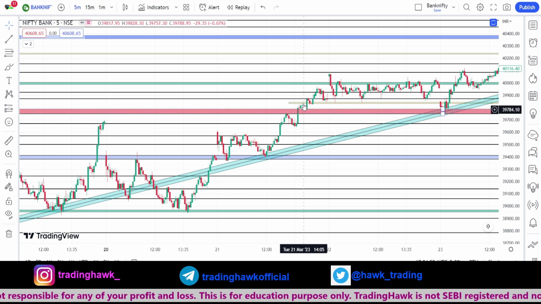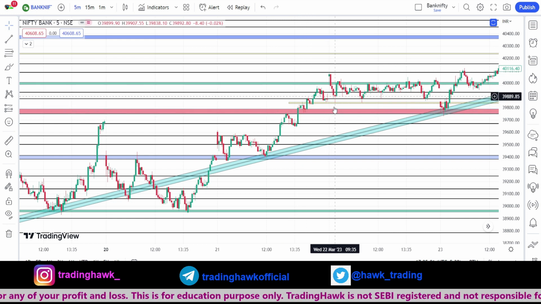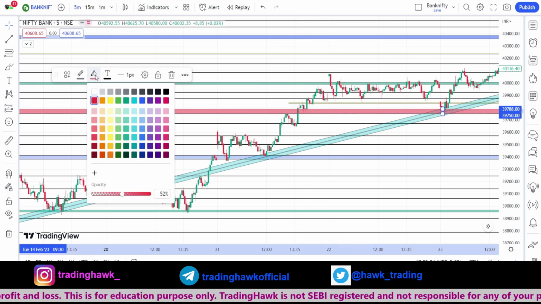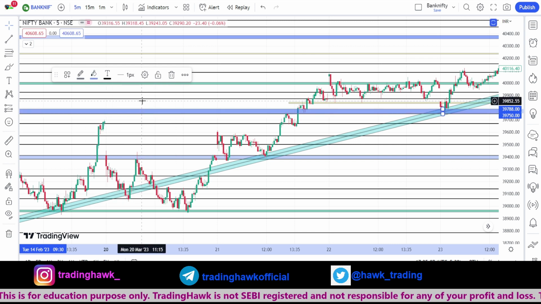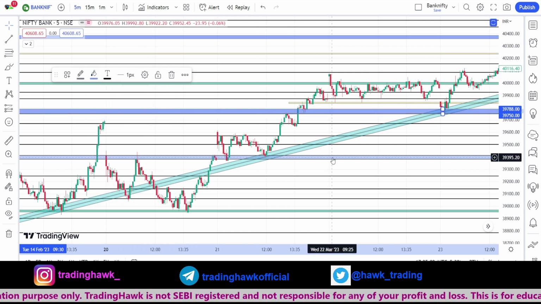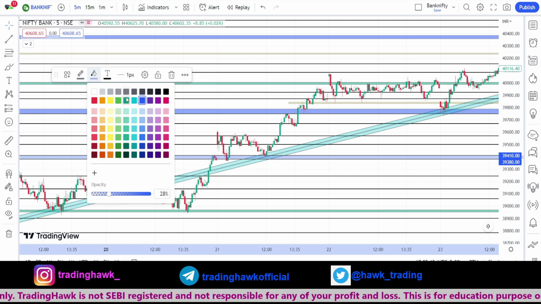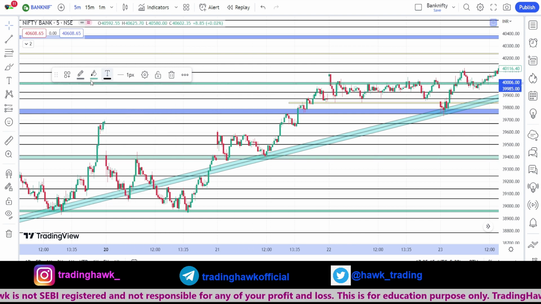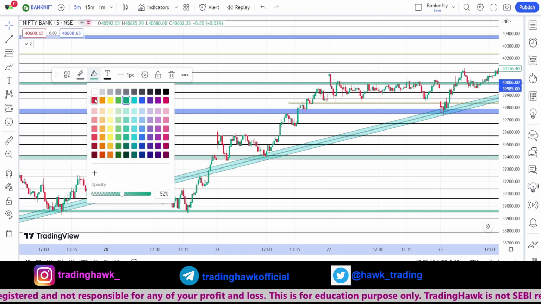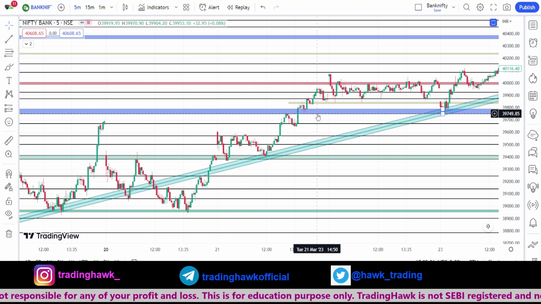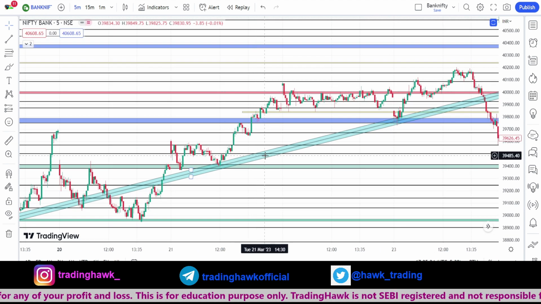Now the resistance zone has been breached and price is trying to sustain. So now this resistance will turn into the flip zone. It will not turn immediately into the support, but it will first turn into the flip zone. And now this flip zone will turn into the support zone. Sorry, I have marked it green already because I already made the trade setup, but I will change that. And now this zone will be our resistance zone. So resistance, flip and support zone.